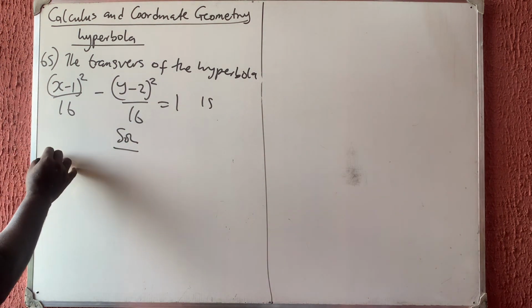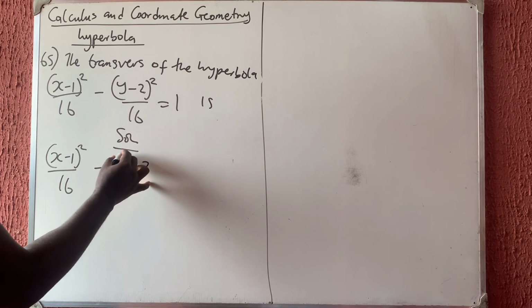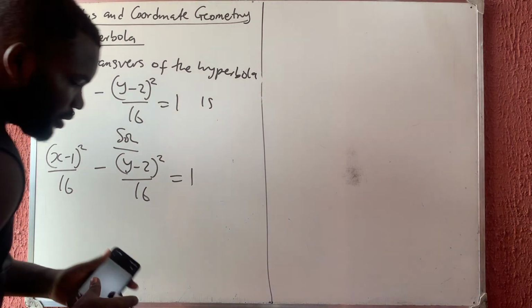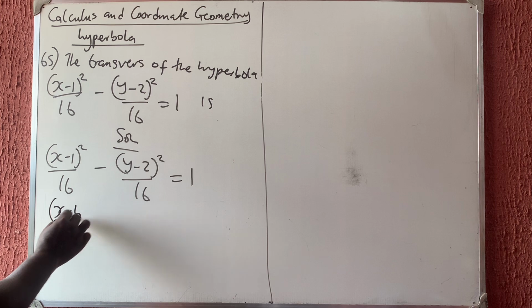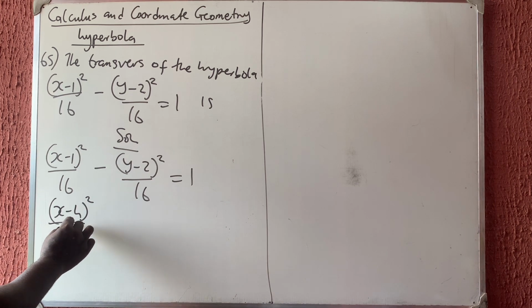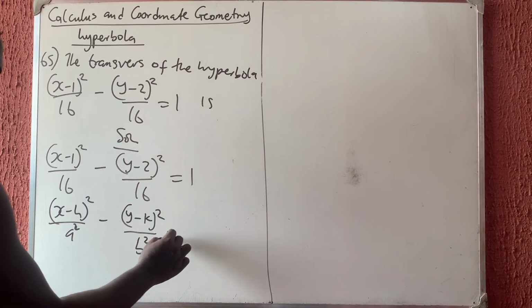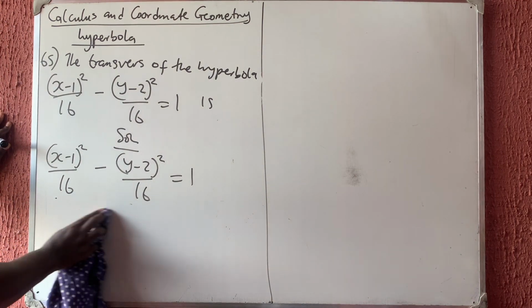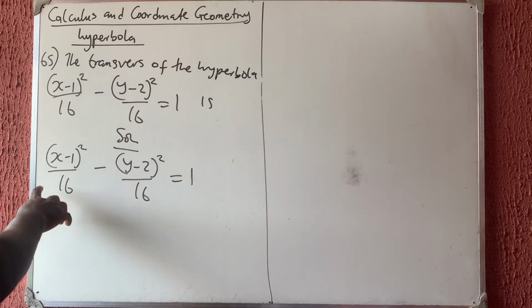Solution. Now, they gave us (x minus 1) all squared over 16 minus (y minus 2) all squared over 16 is equal to 1. Okay, now write the general equation. The general equation said (x minus h) all squared over a squared minus (y minus k) all squared over b squared is equal to 1. In fact, you don't even need to write the general formula. Sorry. Now the transverse is simply to switch the numerator. That's the transverse of a hyperbola. But the transverse of an ellipse is to switch the denominator.